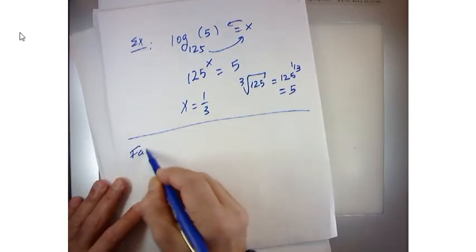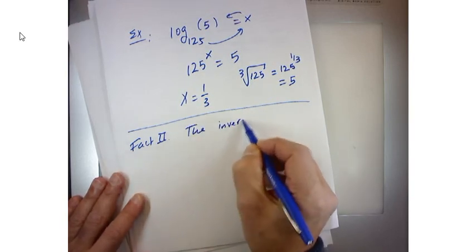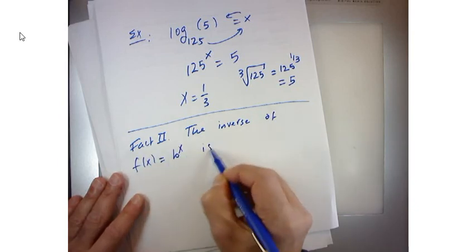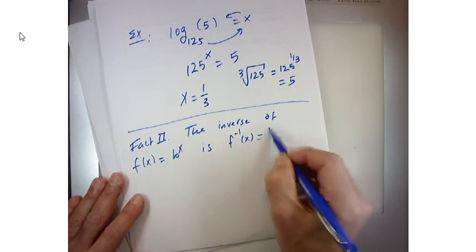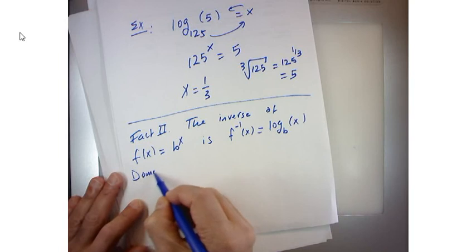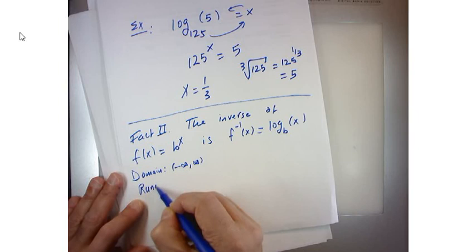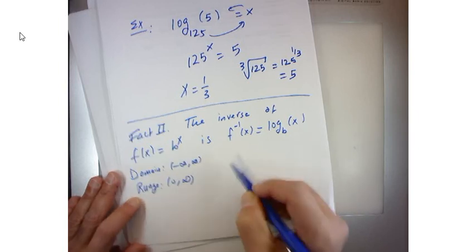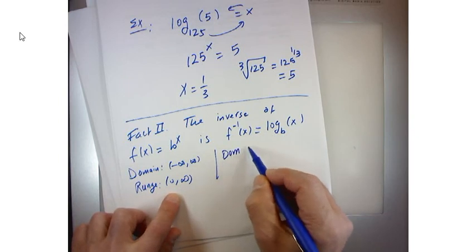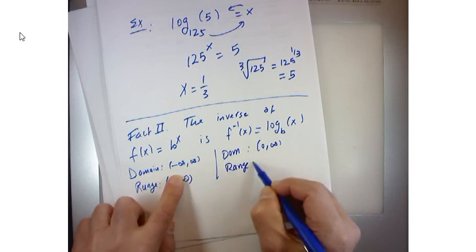The second fact that we learned from the beginning was the inverse. Remember, we were finding the equation of the inverse of b to the x. So the inverse of f of x equals b to the x is f inverse of x equals log base b of x. We know the domain for exponential is negative infinity to infinity, range is 0 to infinity. So here they swap domain and range because they're inverses. So domain of log is 0 to infinity, and range of log is negative infinity to infinity.